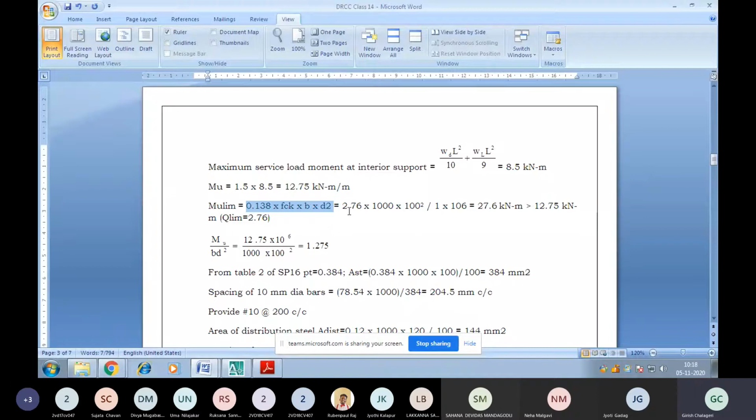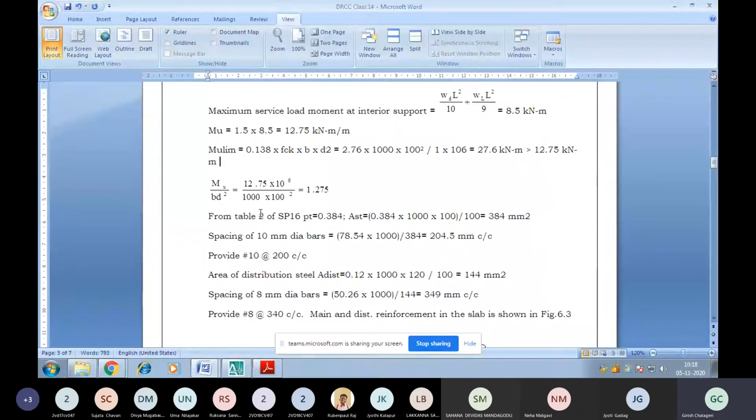Substituting the value of 100, that is 2.76, into 1000 squared, we get the moment as 27.6, which is greater than 12.75. Hence, it is well within the limits. We can take it like this.